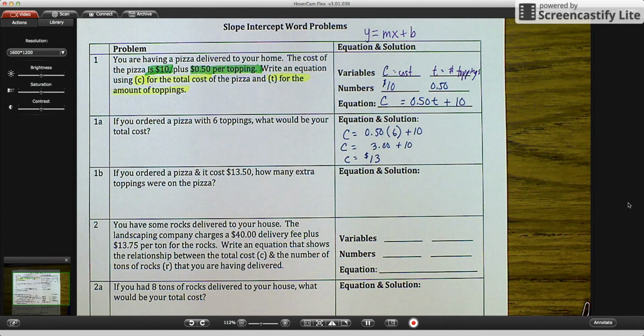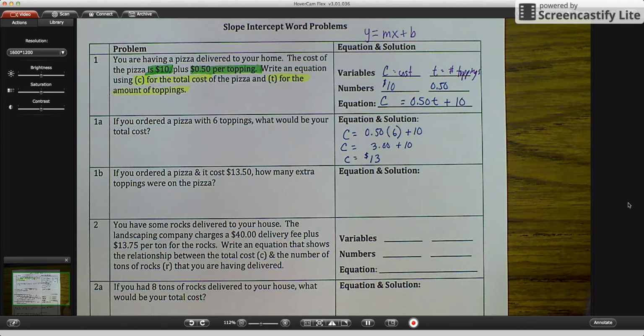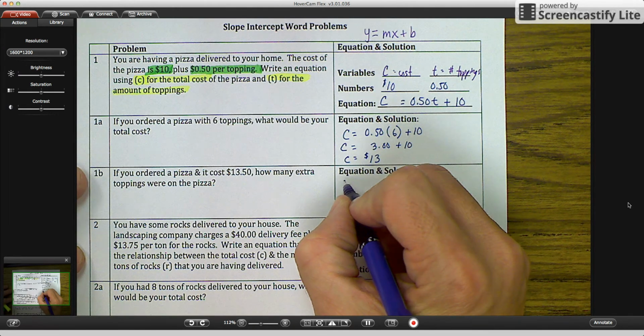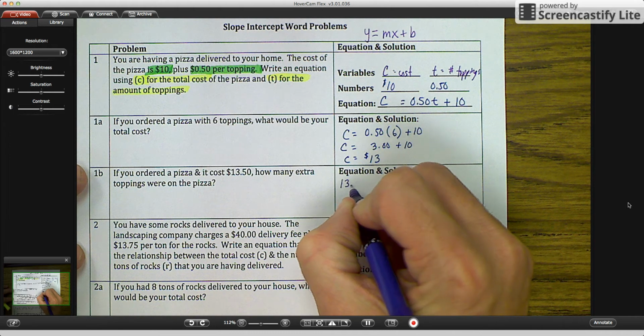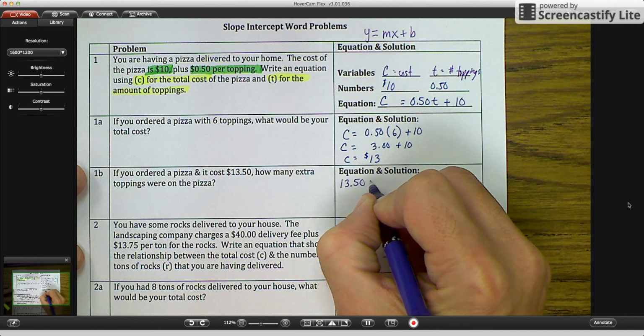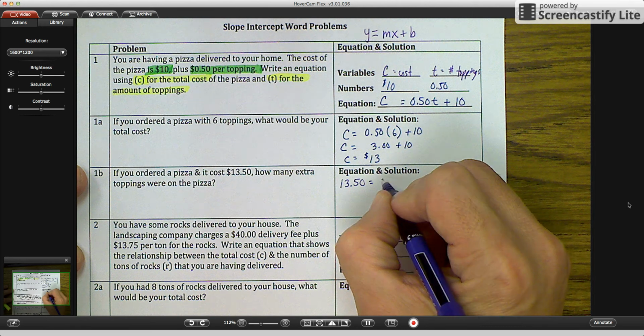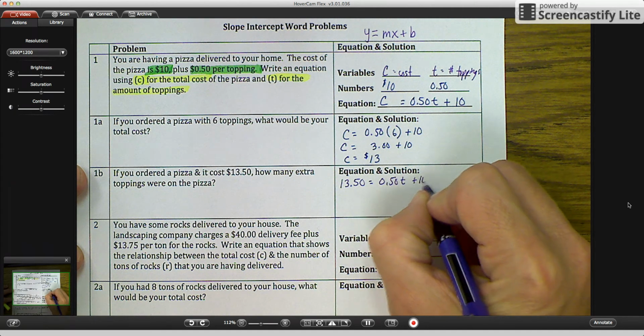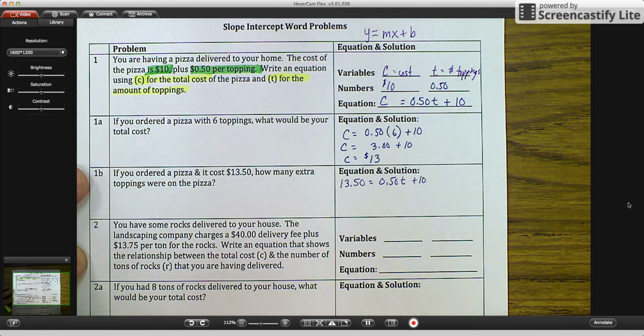And that's your answer. Another question that they might ask is, if you ordered a pizza and it cost $13.50, how many extra toppings were on the pizza? If we ordered a pizza and the total cost was $13.50, I would put $13.50 where the C is, and then 0.50 t plus 10. So that's the equation we're going to use now.